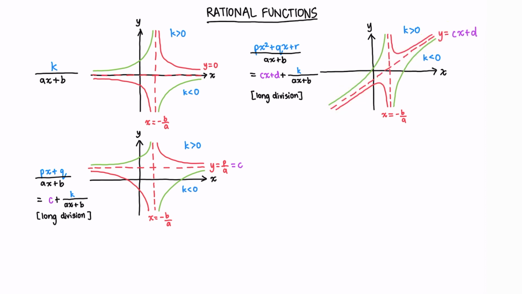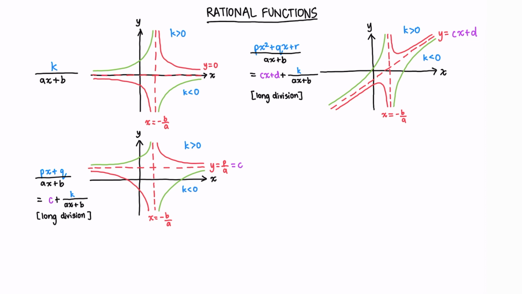Again, similar to other cases, for k more than 0, the two parts of the graph will be in quadrant 1 and quadrant 3, as seen by the red graph. And note, this part is quadrant 1, this part is quadrant 3. This part is quadrant 2, and this part is quadrant 4.